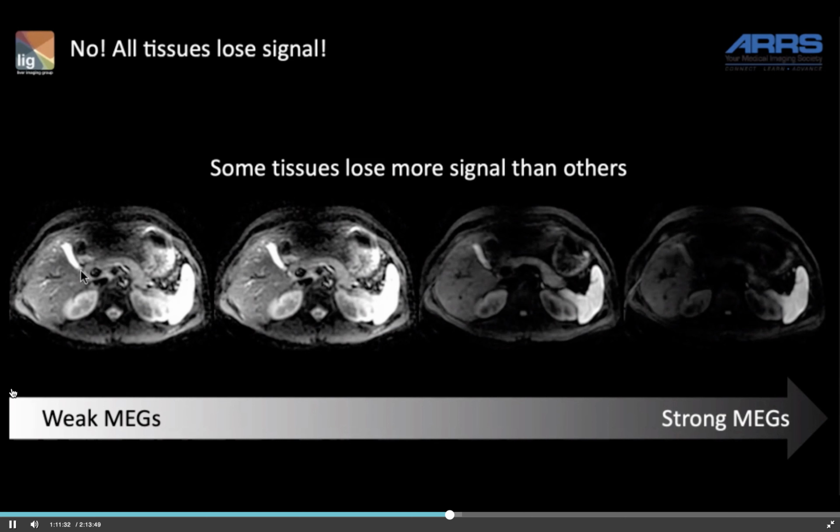You can see, for example, that the gallbladder lost more signal than the spleen, but notice that even the spleen is darker here than it was here. So when you apply diffusion-weighted imaging motion encoding gradients, everything loses signal.